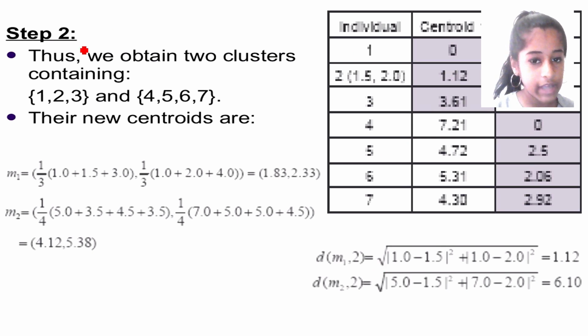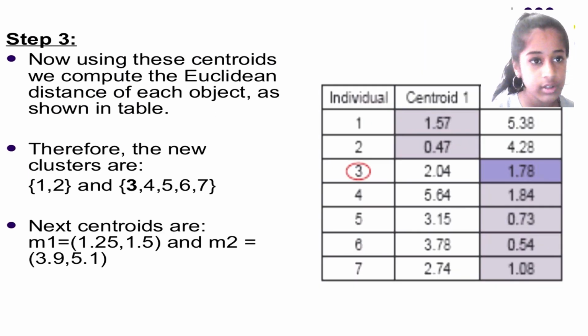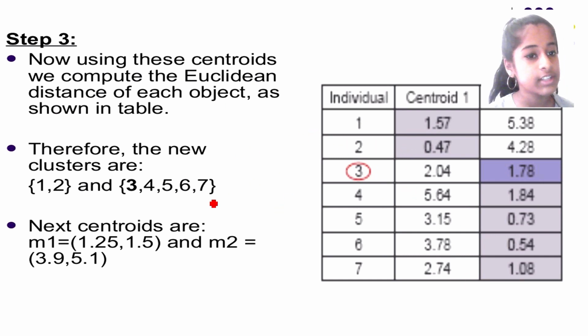So here we have calculated the distance, that's it. So we are calculating the distance on two sides, using Manhattan and also Euclidean distance. So these are the two values that we got. And now we are using these centroids. We compute the Euclidean distance of each object shown in the table. So you can see here in the table, we use this and we compute the Euclidean distance of each object. Therefore, the new clusters are, the next centroids are. So we're going to take the next centroids, that's 1.25 and 1.5. So these are the next two centroids.